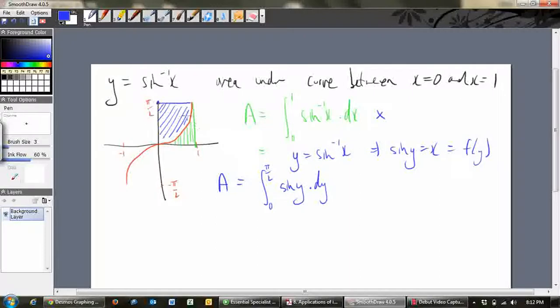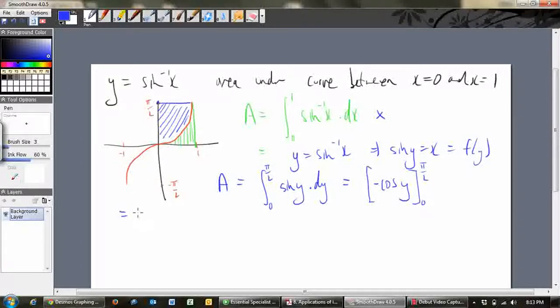Not our answer, it's not what we're looking for. This is the area of the blue. Equals, let's integrate that. So sine y goes to cos y, doesn't it? Good, I heard you say negative. Fantastic, sine y goes to negative cos y, and then pi over 2 to 0. I wonder if I can fit that, probably not.